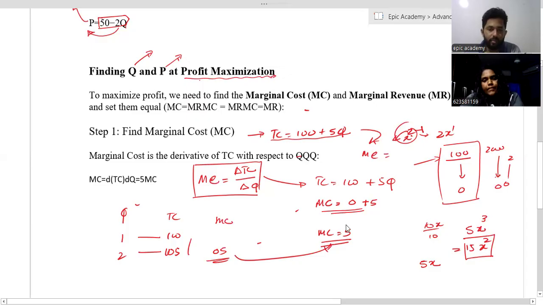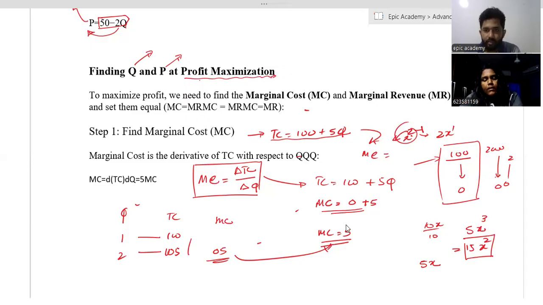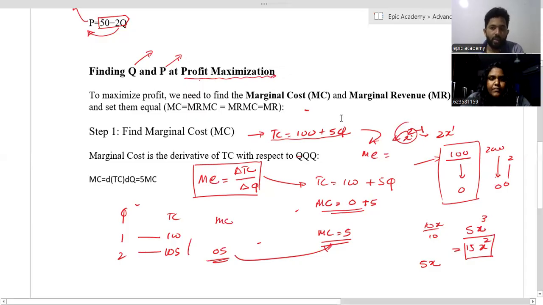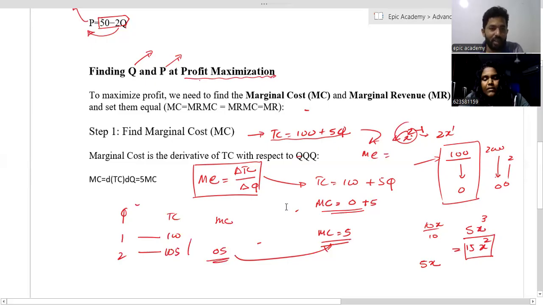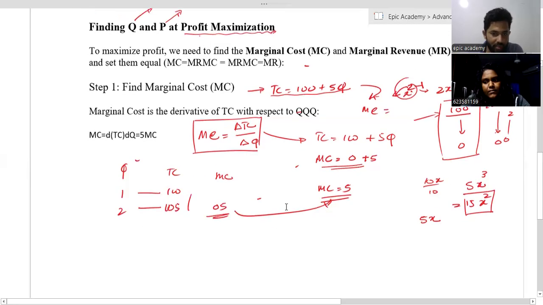Did you get the idea? Yes. Don't worry about this one because it is very simple. You have to derive the equation, isn't it? That's all. So it becomes the marginal cost curve. Right. This is the derivation.